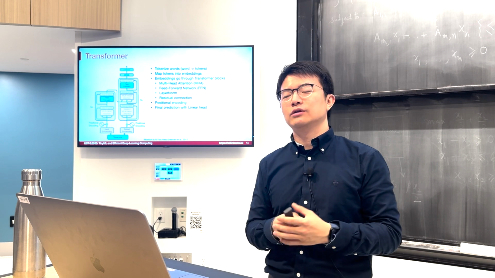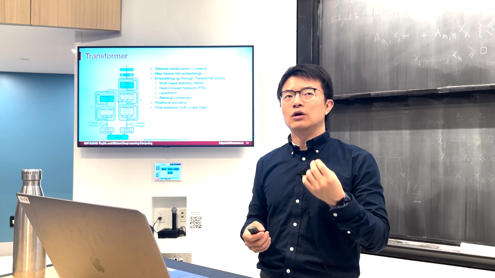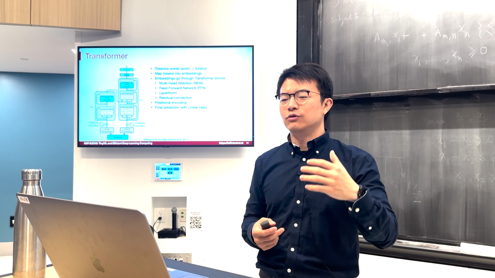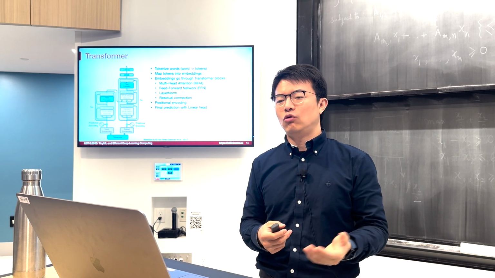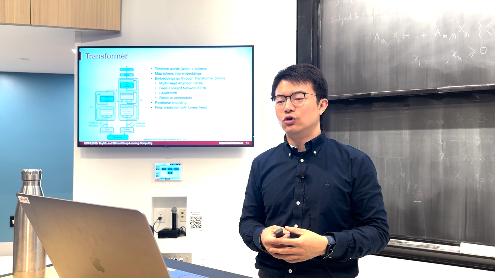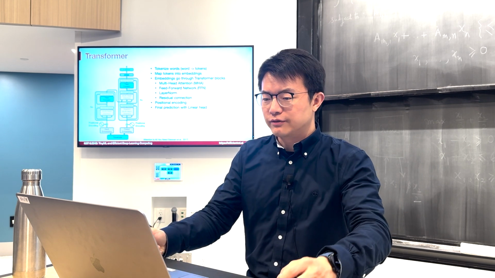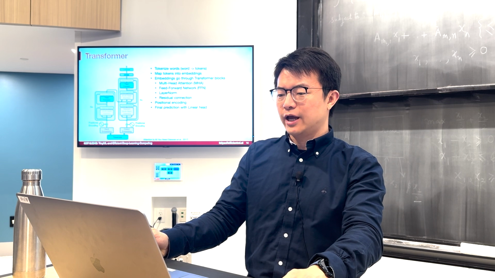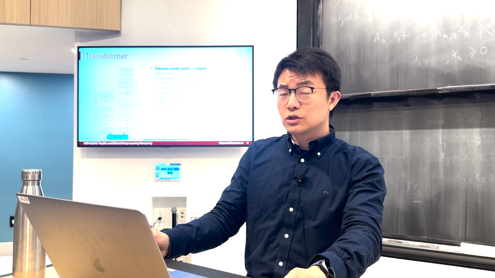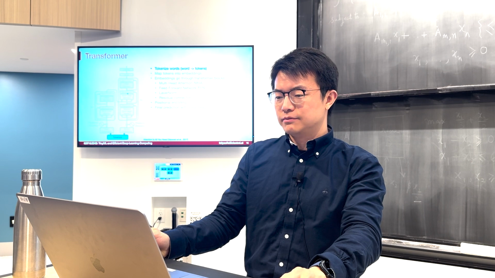information between different tokens, and also the FFN layer to model information independently for each dimension, the layer norm, the residual connection, the positional encoding, and finally making the final prediction with a linear head. So let's start with the tokenizer, how to tokenize the words.